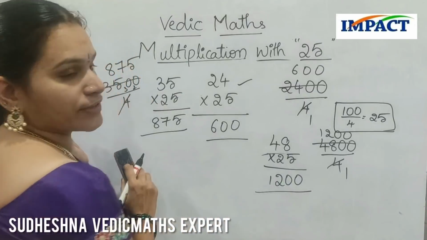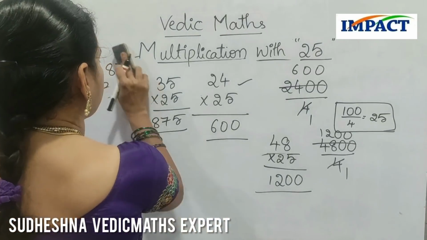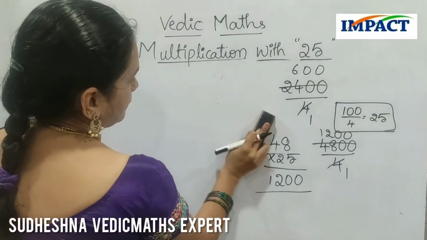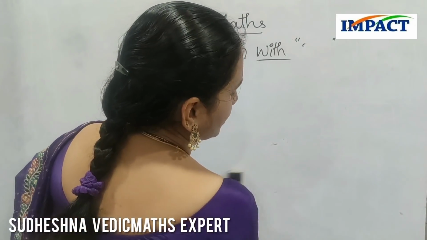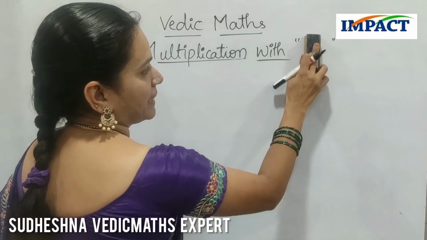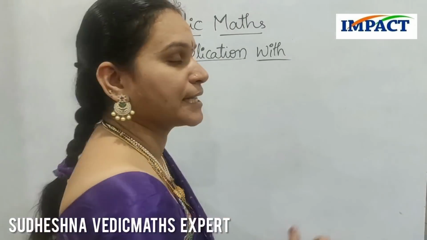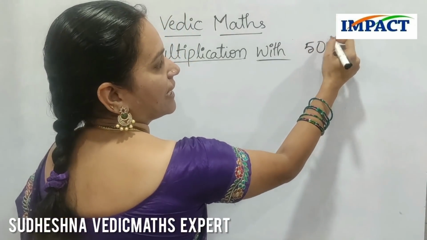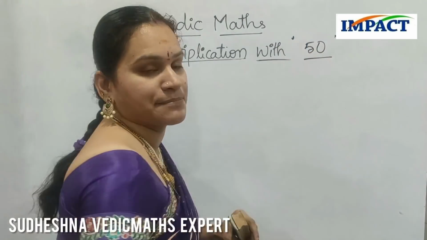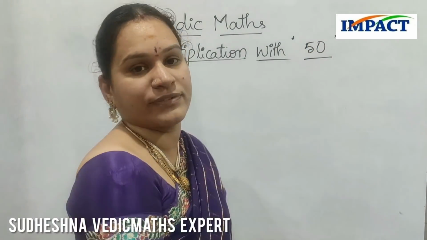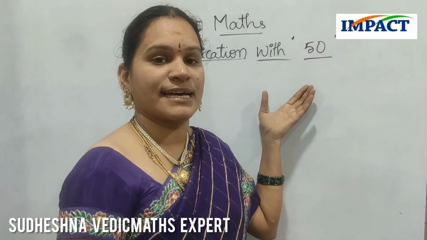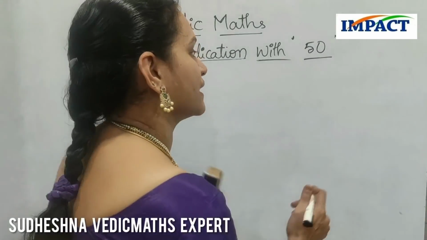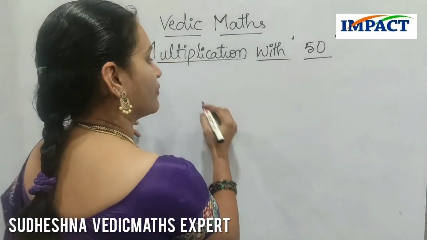Now we will go with multiplication with 50. If you learn Vedic maths, there are many techniques for all types of multiplications, and I am giving only some simple and easy techniques whatever we are having, right? Like this, there are logics for each and every multiplication, right? Now we will go for 50.